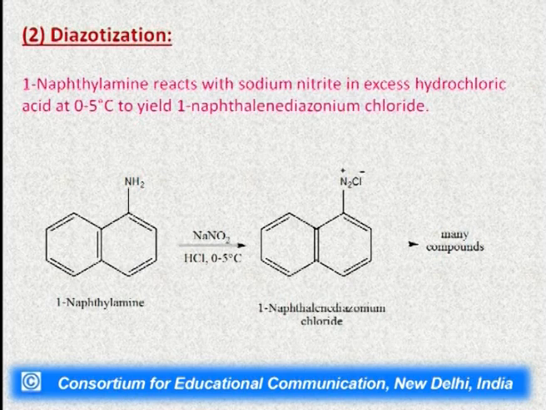Now comes a diazotization reaction. 1-naphthylamine reacts with sodium nitrite in excess hydrochloric acid at 0 to 5 degrees centigrade, and it first forms the 1-naphthyl diazonium chloride, which further forms many compounds. If this naphthalene diazonium chloride further reacts with compounds like chloro compound, bromo compound, fluoro compound, cyano compounds, then we will get their respective compounds.